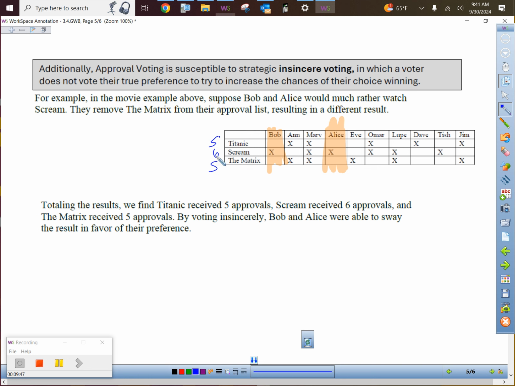Honestly, the more I think about it, is that truly that insincere? Because they're voting for what they want. They want Scream, but they also would be down with The Matrix if that was the worst case scenario. But they sure as heck don't want to watch Titanic. Cool? All right.